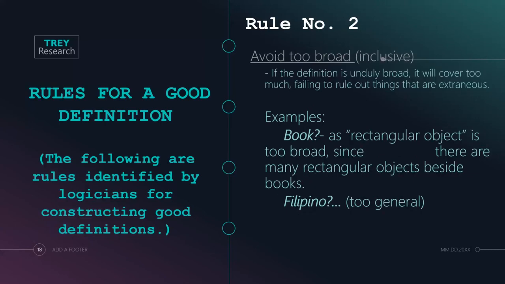Avoid too broad, no, or inclusive definitions. The definition is unduly broad. It will cover too much, failing the rule out of things that are extraneous. So try not to have a broad definition. Like for example, book as rectangular object is too broad since there are many rectangular objects besides books. Diba? So try to make a more defined, not only specifying the properties, but you also define the actual function, source. Okay, just go with the different properties of the word.